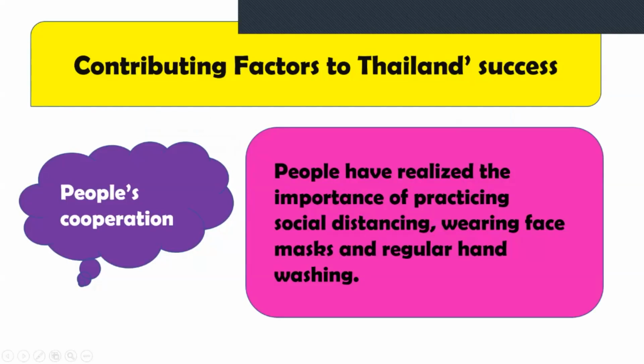This is the other one that contributes to Thailand's success in control measures. It's about the people's awareness. Awareness is a very important thing, and people's cooperation with the government regulation. Thai people realize the importance of practicing social distancing, wearing face masks, and regular hand washing.